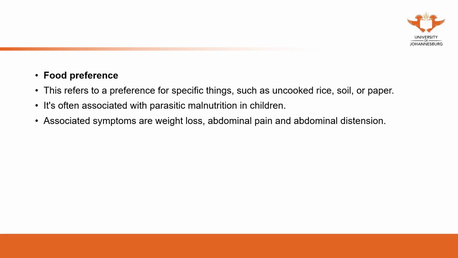The last one is the food preference. This refers to a preference for specific things, such as uncooked rice, soya, or paper. So why sometimes patients eat these funny stuff? Mostly happens in parasitic malnutrition in children. So the specific food intake, especially for these strange things, especially not food, mostly reflects the parasite problem in children. And this will be associated with the weight loss, abdominal pain, or abdominal distension.